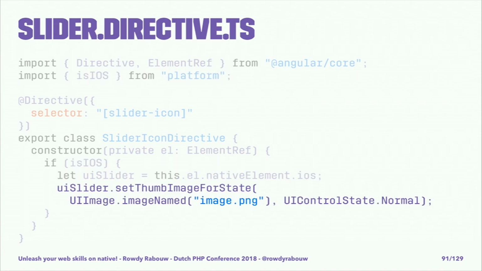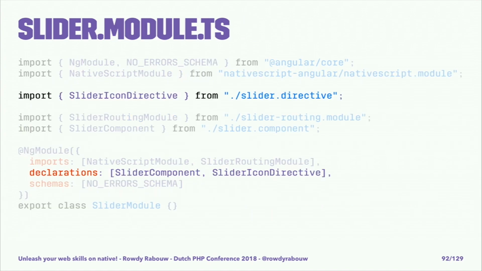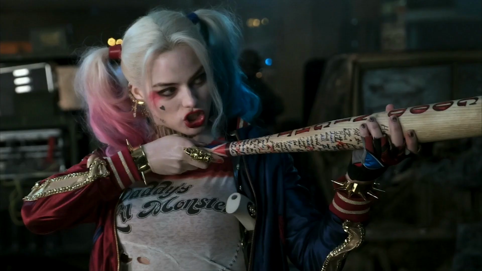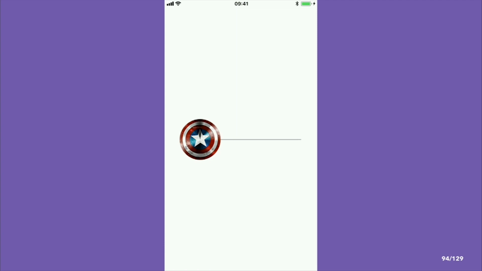And the real magic is here. Because now I have a UISlider, and this setThumbImage forState image named UIControlState.normal, that's Objective-C. I don't know any of that stuff, but I can use it directly here in my code. I have to make sure that that icon directive is known to the component, so I have to insert it in the slider module. And then I've created something. It could be Daddy's little monster, it could be something very nice. And this is how it looks. I have Captain America's shield there as a slider.